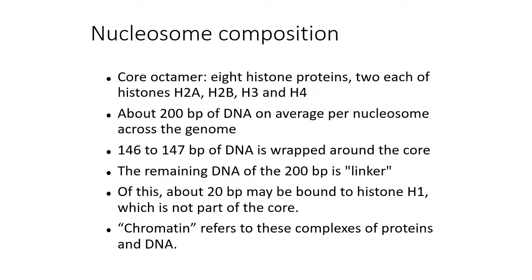So I think I said this, H2A, H2B, H3, and H4. On average, it's about 200 base pair per nucleosome, but this is not always constant. We've got the DNA that's wrapped around the core, and the part that's not wrapped around the core is the linker. There's also histone H1, which may also be bound to the outside of the nucleosome. So the term chromatin refers to these complexes of proteins along with the DNA.